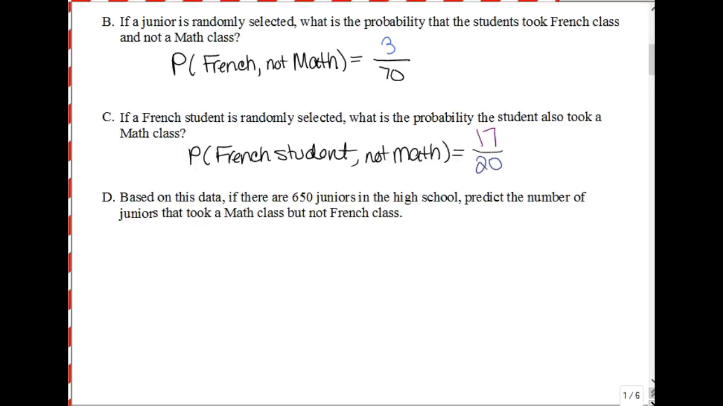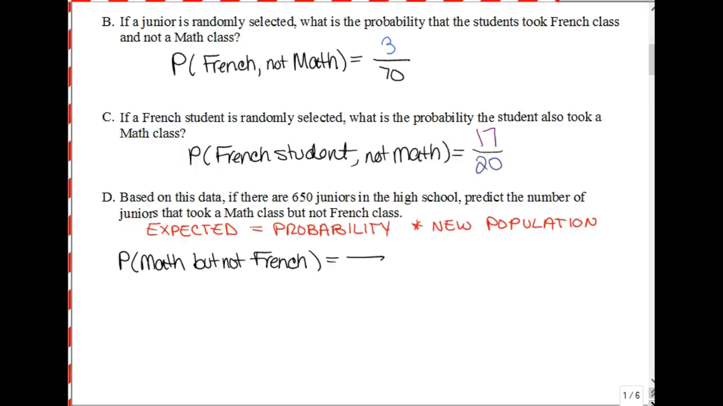Now let's look at a prediction. Remember that the general formula for prediction is the expected number would be the probability of that event times the new population. So first, we need to find the probability of a junior that took a math class but not a French class. Let's consider the denominator.